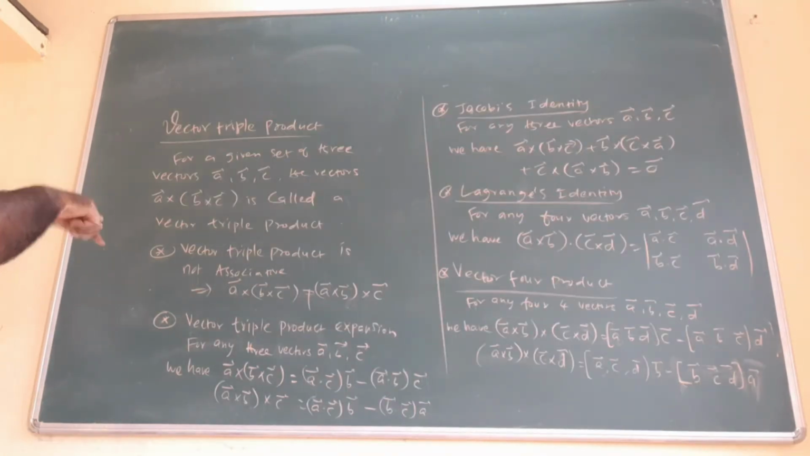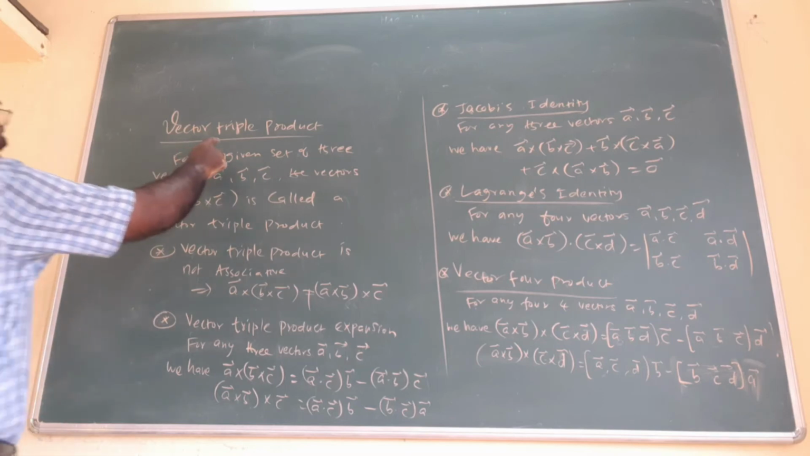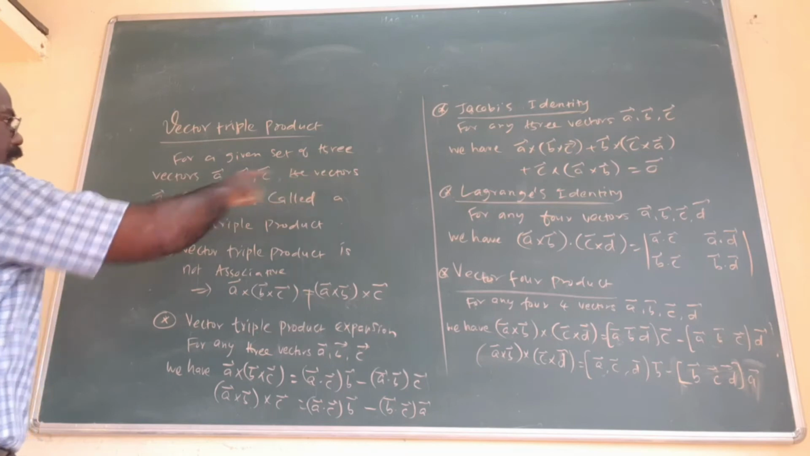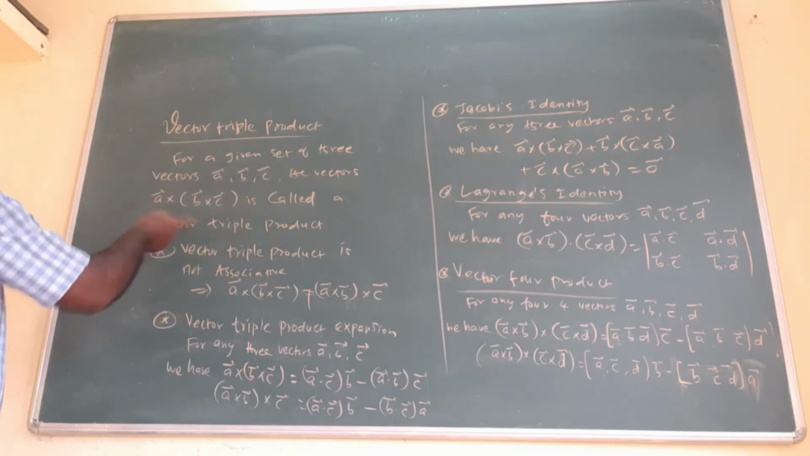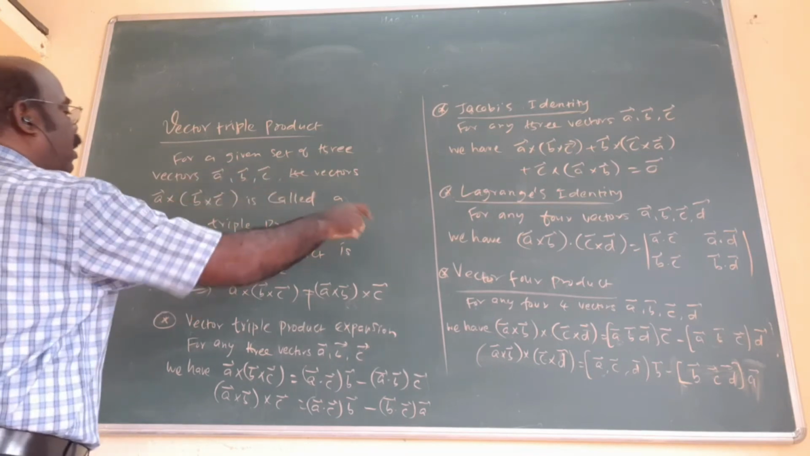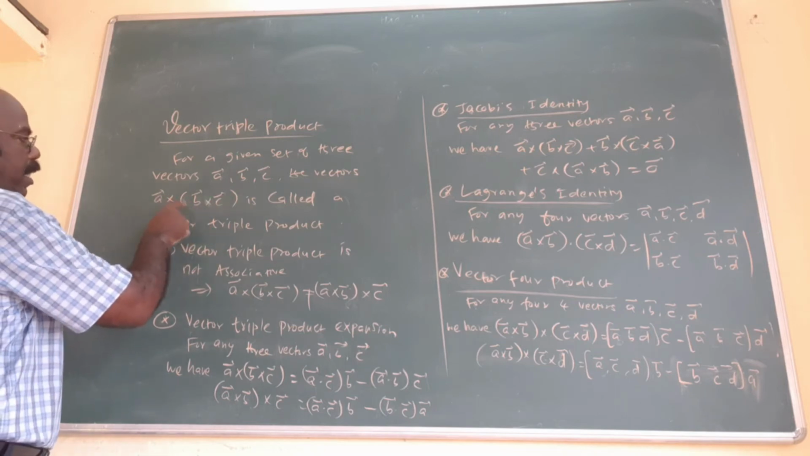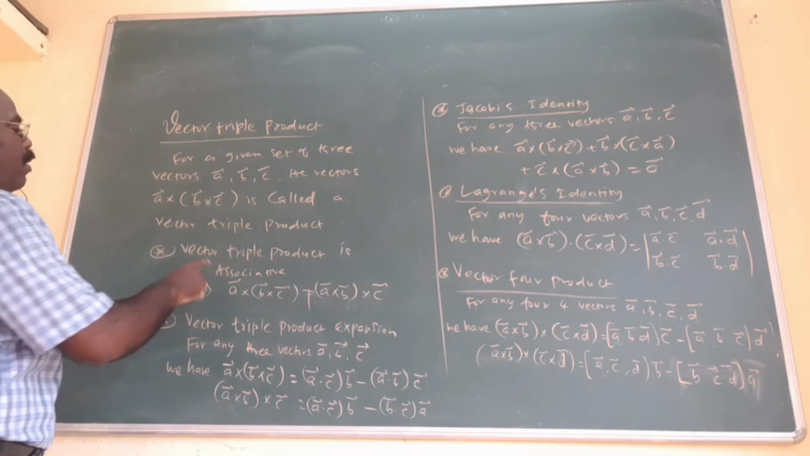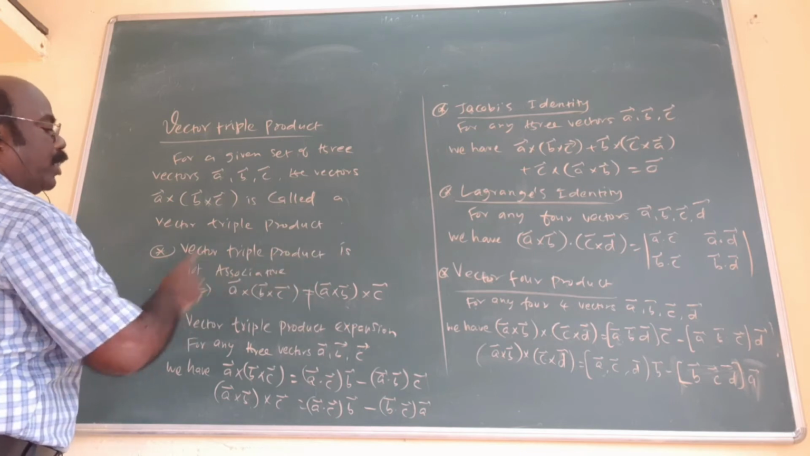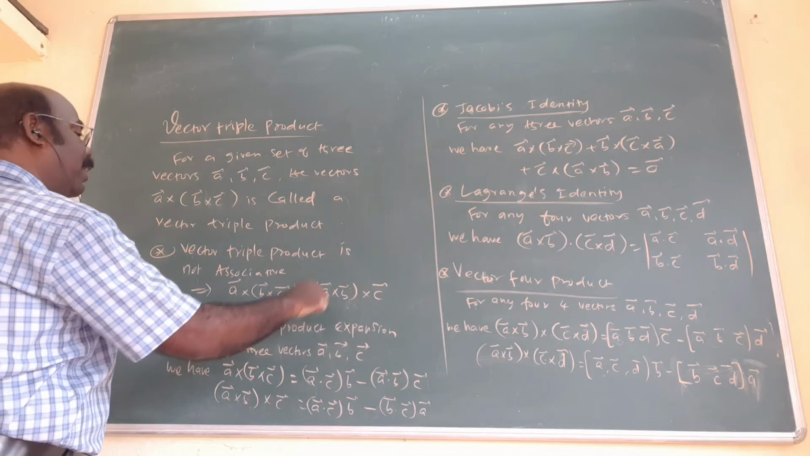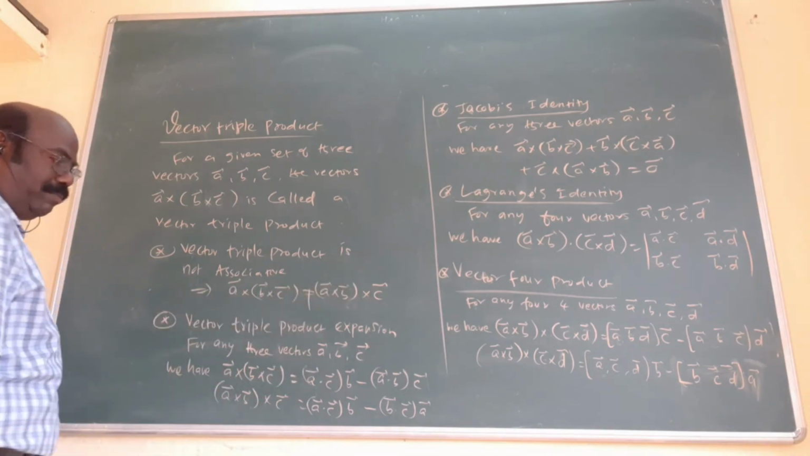Now, next exercise concept, vector triple product. For a given set of 3 vectors A, B, C, A cross B cross C is called the vector triple product. You see A dot B cross C, but here it is A cross B cross C. Vector means cross, triple, so A B C, that's why it is vector triple product. The vector triple product is not associative, because A cross (B cross C) is not equal to (A cross B) cross C. These are always not equal.